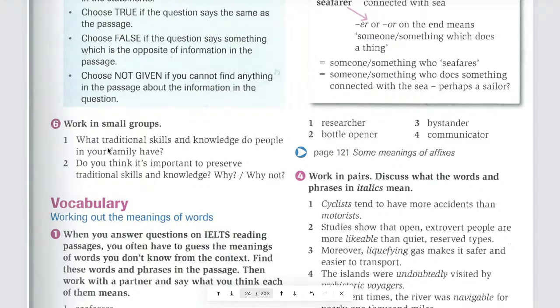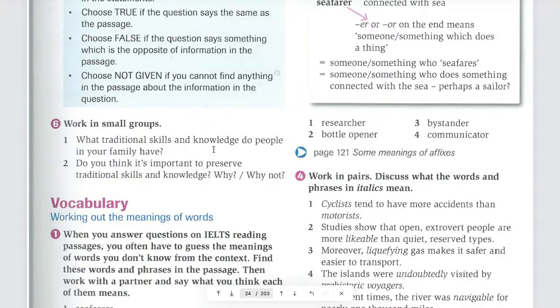It's much better. Yeah. Now you need to answer these 2 questions. Number 1, what traditional skills and knowledge do people in your family have? And number 2, do you think it's important to preserve traditional skills and knowledge? Why or why not? Okay. Can you tell me some examples of some traditional skills? Yeah, cooking. Yeah, it's okay. Yeah, what else?